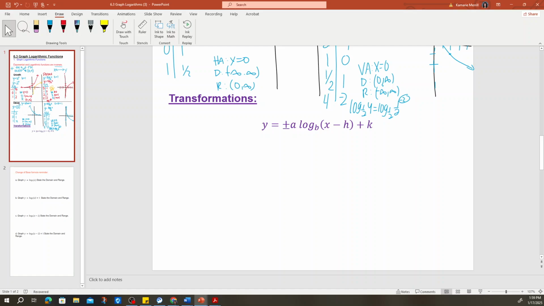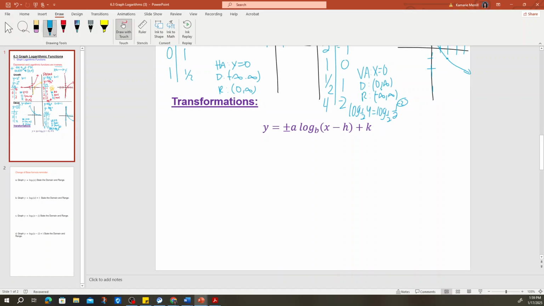So remember, anything outside the function affects the y. Anything in the function is the x's. So let's hurry and decide what affects the y first, and then we'll affect the x's. Does that work? What did the plus and minus do again? It negates our... Then it goes up, then it goes increase or decrease. Good. It reflects over our what axis? X-axis. X-axis reflection. Perfect. Okay.